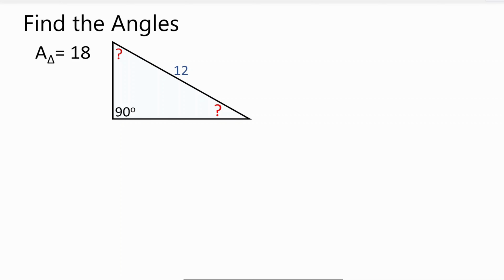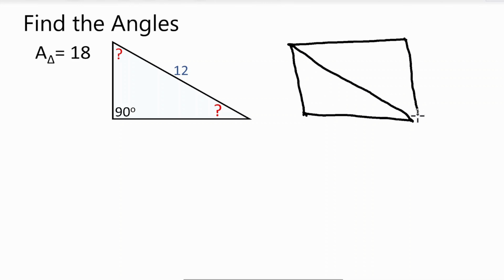So what I'm going to do first is redraw this right triangle as a rectangle, which means I'm going to draw it twice and put it together, so basically just double this and make it a rectangle. So this diagonal of the rectangle is 12 units long.